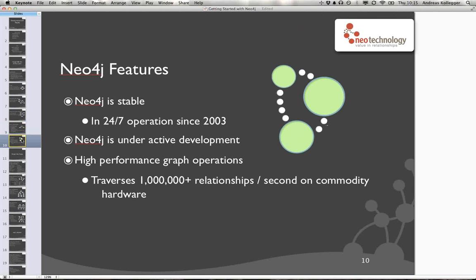Okay. Some other general features about Neo4j itself, and a little background history. Neo4j is stable. I mentioned earlier that we're very serious about it being a database. This has been in production operation 24/7 since about 2003. Active development has been going on since before then. It is a high-performance graph database. It's able to do millions of traversals per second on just standard hardware. Multi-core, reasonable amount of memory, but nothing that's going to be breaking the bank to have a high-performance database at your disposal.